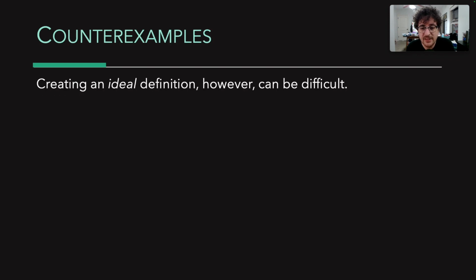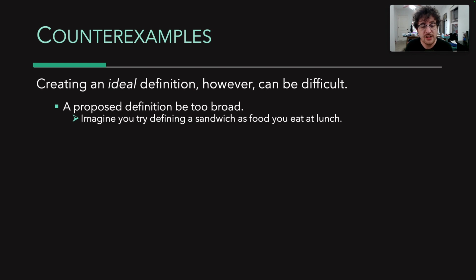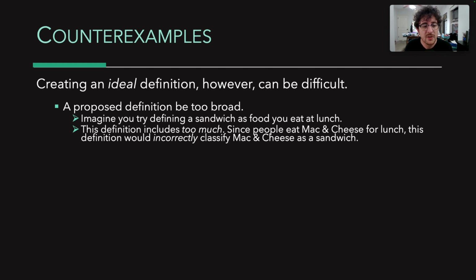Now, creating an ideal definition, however, can be difficult. Sometimes we might try to define a concept, but fall short of that ideal without realizing it. And so a proposed definition that we come up with might end up being too broad. It might include too much. So imagine you try to define a sandwich as food you eat for lunch. Well, that definition includes too much, since people eat mac and cheese for lunch, that definition would wrongly classify mac and cheese as a sandwich.